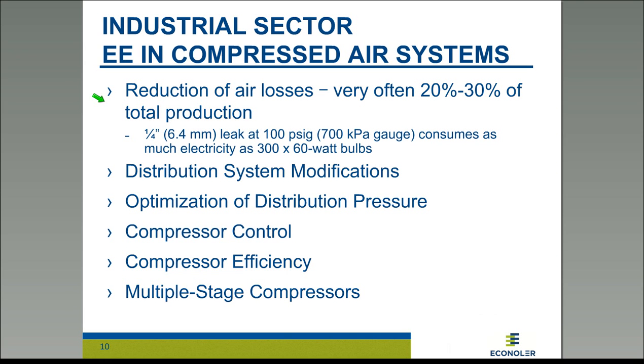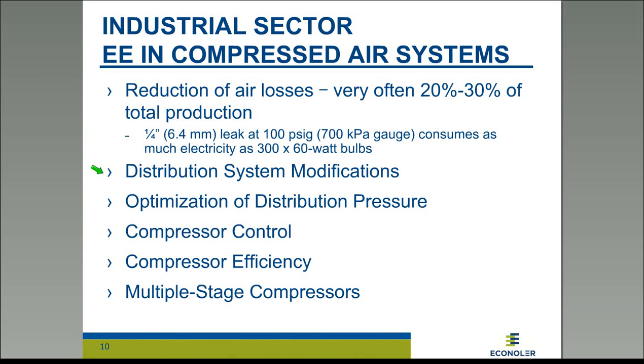So here there's an example: even a small 6.4 millimeter leak at 700 kPa, corresponding to 100 psig, corresponds to 300 light bulbs running 24 hours a day for the year. So that's quite significant in terms of energy losses.